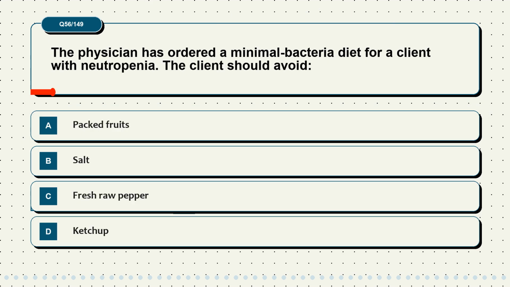Question 56. The physician has ordered a minimal bacteria diet for a client with neutropenia. The client should avoid. Here are the options. Option A. Packed fruits. Option B. Salt. Option C. Fresh raw pepper. Option D. Ketchup.